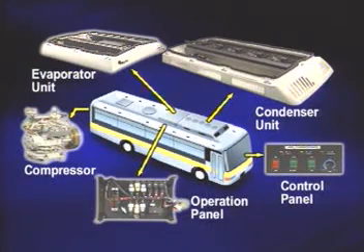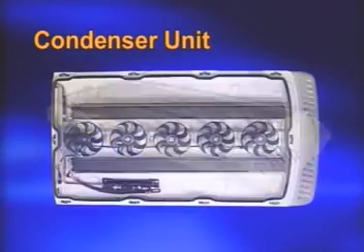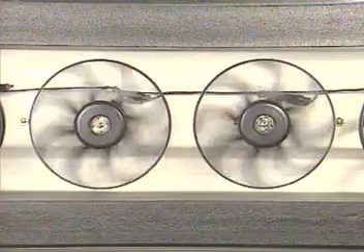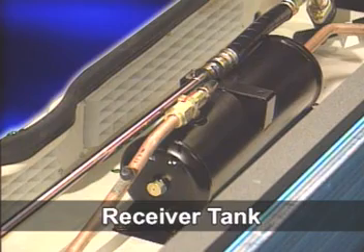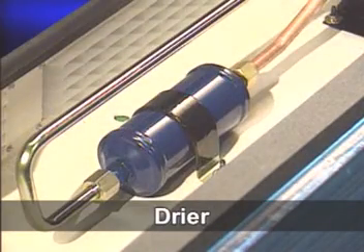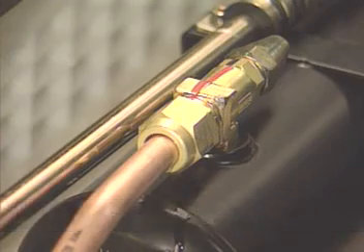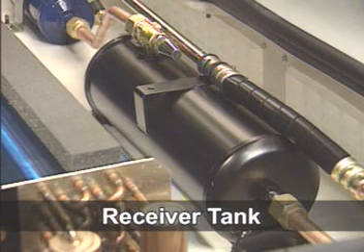Next, let us explain the condenser unit. The condenser unit consists of a condenser, condenser fan, receiver tank, dryer, and service valve. The receiver tank stores and stably supplies only liquid refrigerant to the expansion valve.